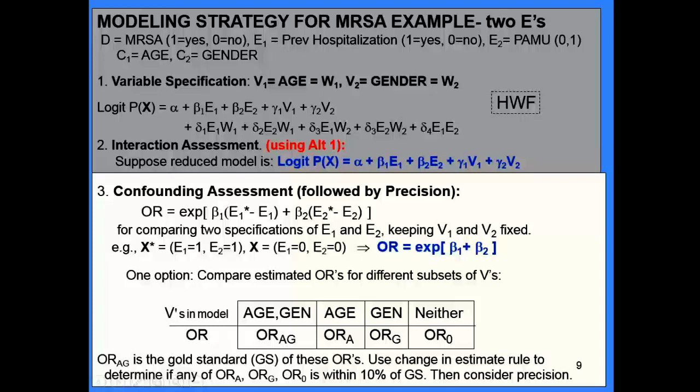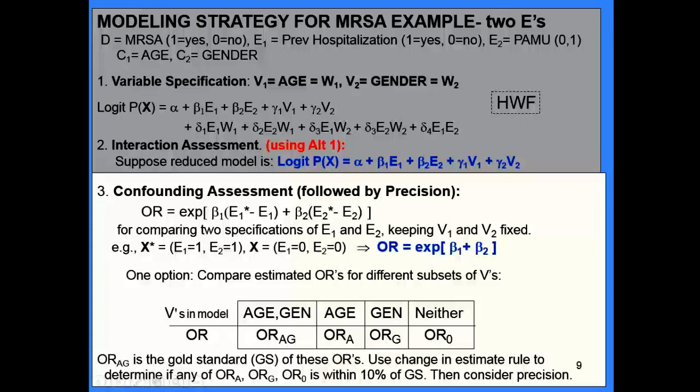If age is in but gender isn't, then it would still be e to the beta 1 plus beta 2, but one of these variables wouldn't be in the model. So beta 1 and beta 2 might change because you're fitting a different model. You don't have all the same variables in the model. Beta 1 and beta 2 might change if you just have gender in the model, and beta 1 and beta 2 might change if you have neither of them in the model. So you'd get 4 different odds ratios, depending upon whether both of them are in the model, one of them is in the model, or neither is in the model.